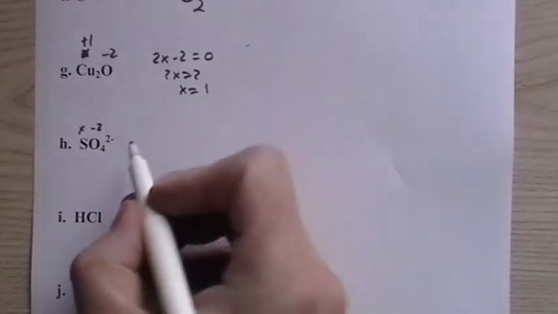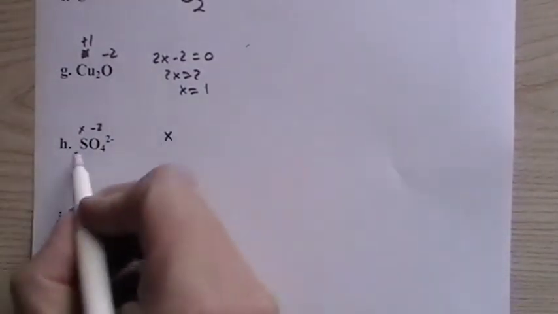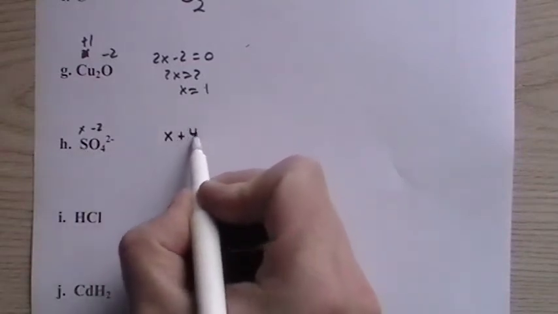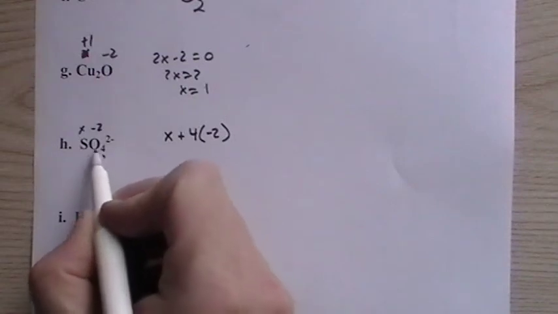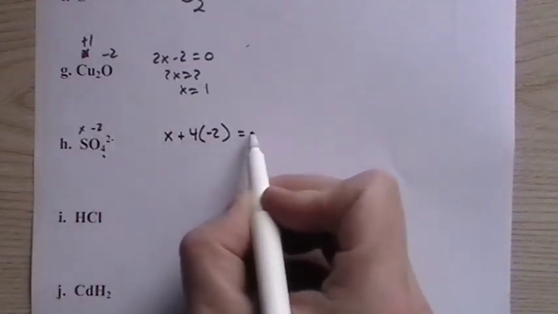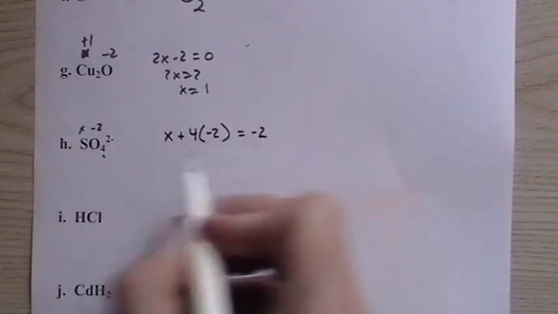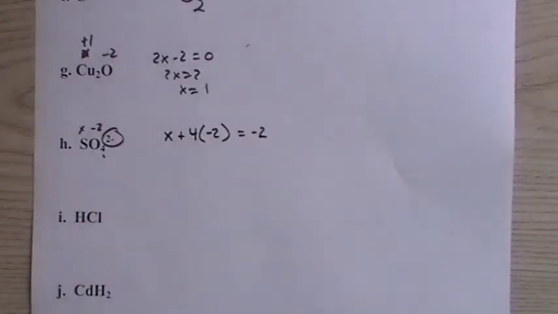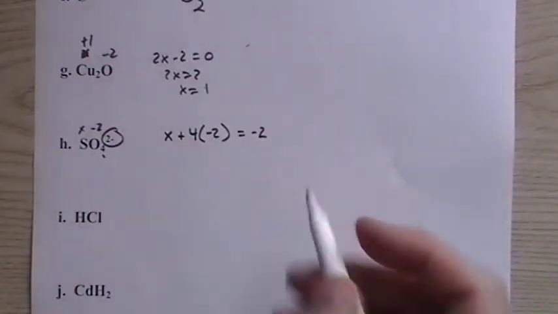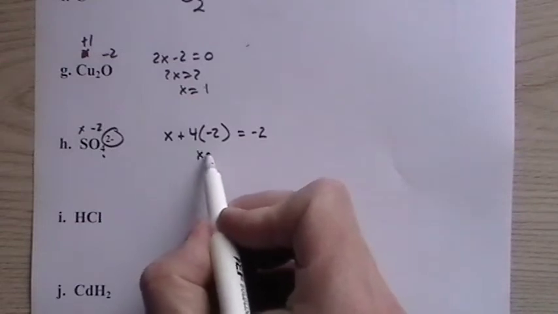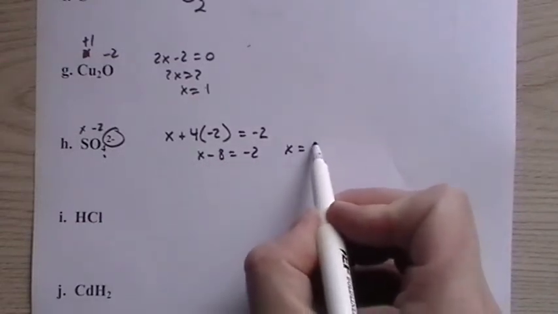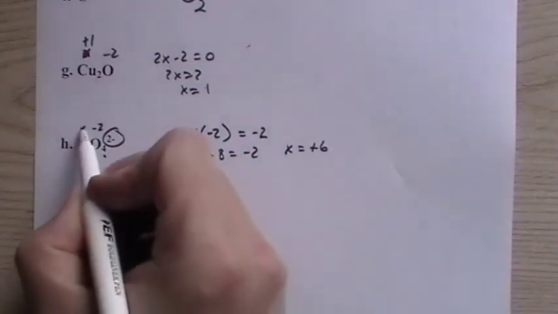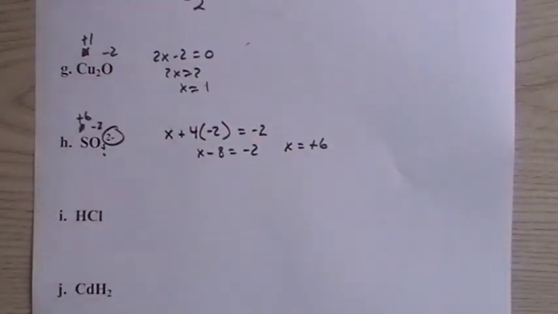Sulfur we don't know, but we know that x, there's 1 sulfur, plus 4 times -2, 4 because there's a 4 here. There's 4 oxygens, they're each -2, and that has to equal the charge of the species. In this case, it's not 0, it's -2 because it's a polyatomic ion. So we have x minus 8 is equal to -2, and so x is, we find, equal to +6. So sulfur in this case is +6.